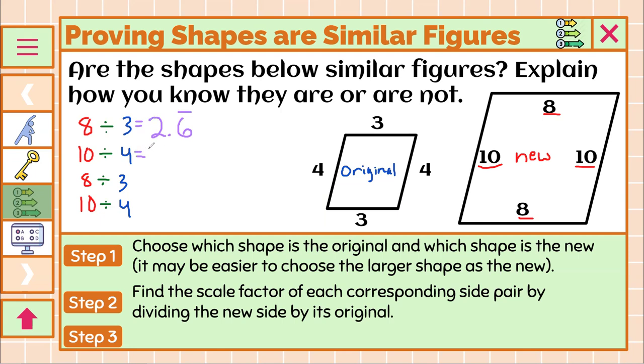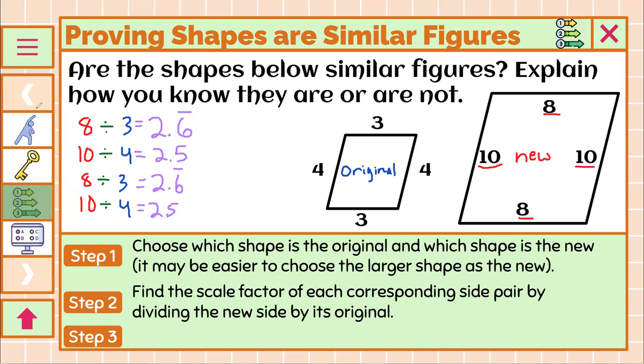Let's see about 10 divided by 4. 10 divided by 4, I get 2.5. Once again, 8 divided by 3, I get 2.6 repeating. And 10 divided by 4, I again get 2.5.